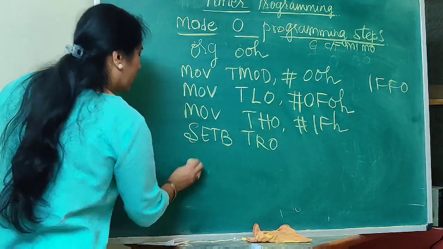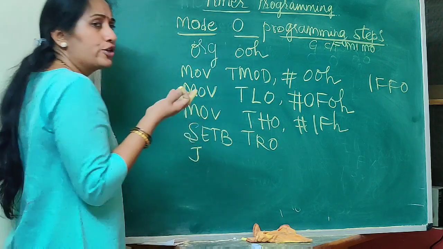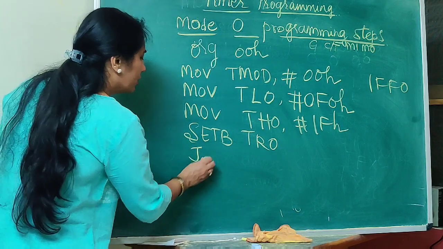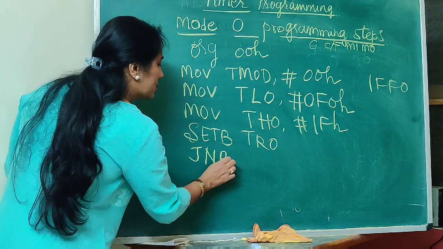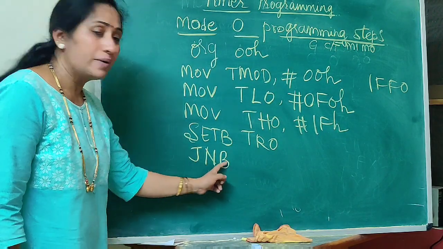So when the counting is going on, what the microcontroller should do is watch the flag. So how are you going to watch the flag? You are going to use the conditional jump instruction. Jump if the bit is not set.